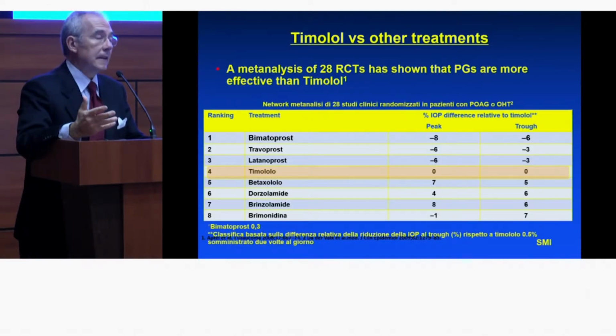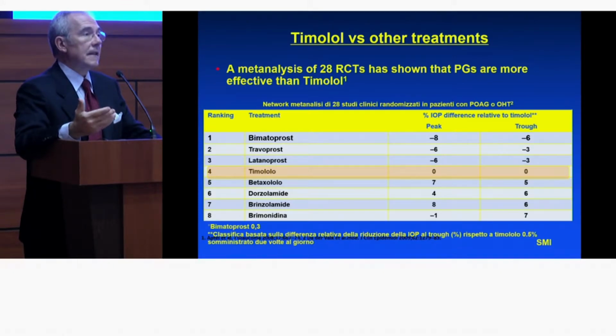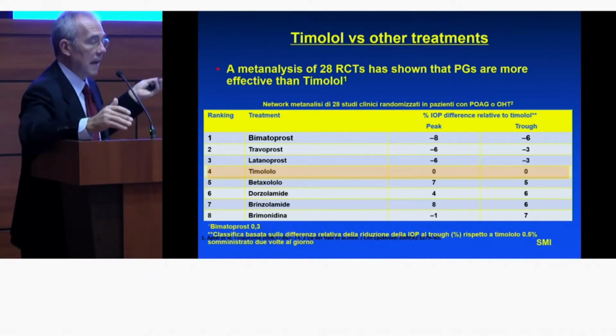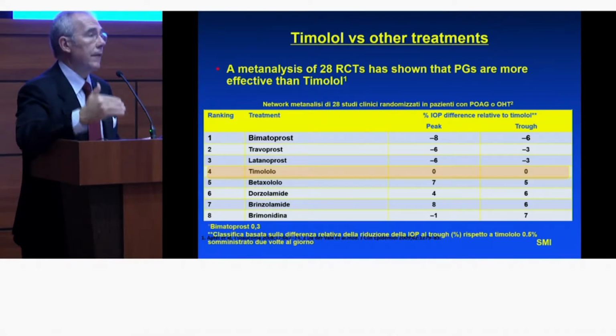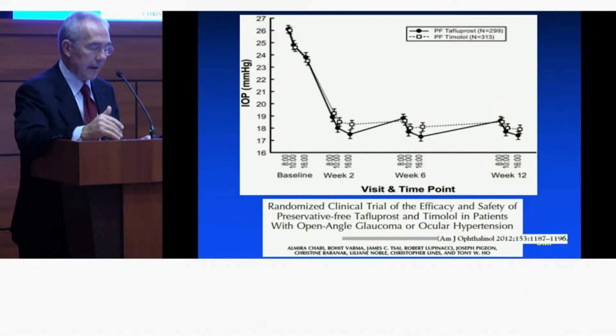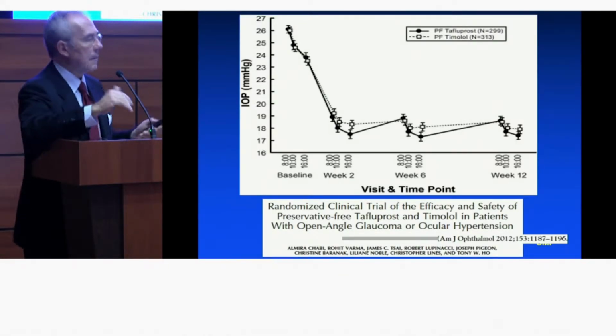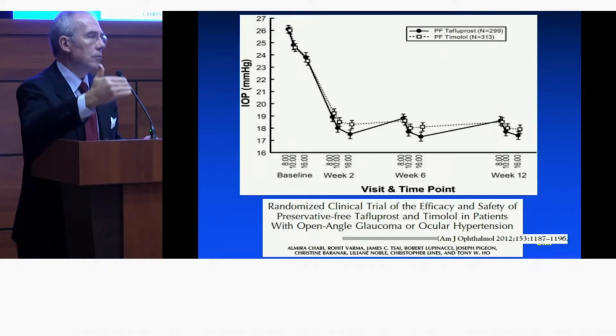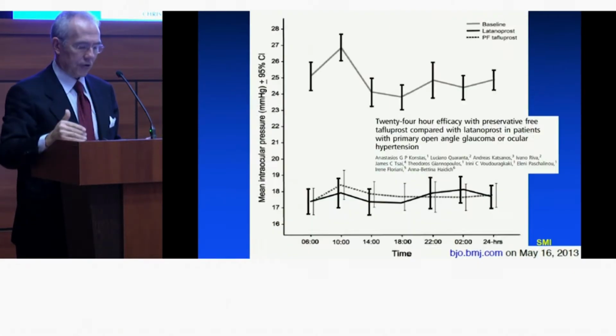And in fact, during these couple of decades, the introduction of PGs has really changed our way of treating our patients, because all the PGs that you can see here, bimatoprost, travoprost, latanoprost, have a clearly higher efficacy as compared to timolol and of course to all the other drugs. And the only one that is midway maybe is tafluprost, which has shown a greater efficacy as compared to timolol, but not really that much.